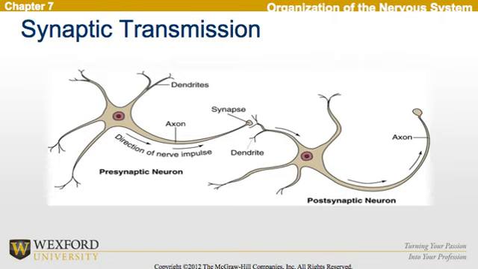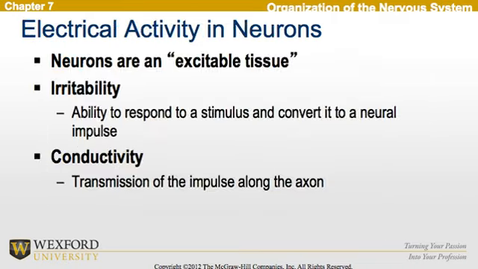Next, you will see a diagram of synaptic transmission, where the axon of one neuron is in contact with the dendrite of another. Now, if we discuss the electrical activity in neurons, we see that neurons are an excitable tissue. They have irritability, which is the ability to respond to a stimulus and convert it to a neural impulse. We also see that they have conductivity, which is the transmission of the impulse along the axon.